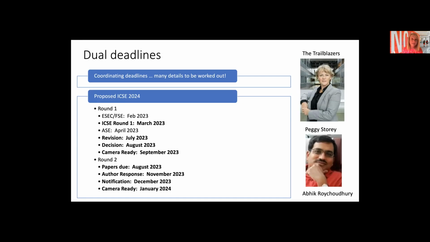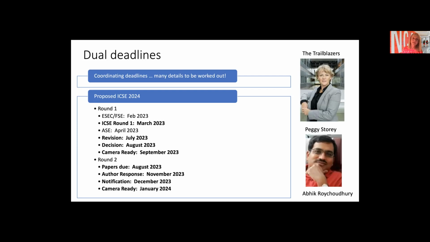What, you know, FSC is likely to move into the dual deadline. That's the plan. But what we want to make sure of is that you don't have two deadlines in the same month. So right now it looks like ISIC FSC will have a deadline in February, ICSI in March, ASC in April. Then you may find out on that submission that you have a chance to revise it.